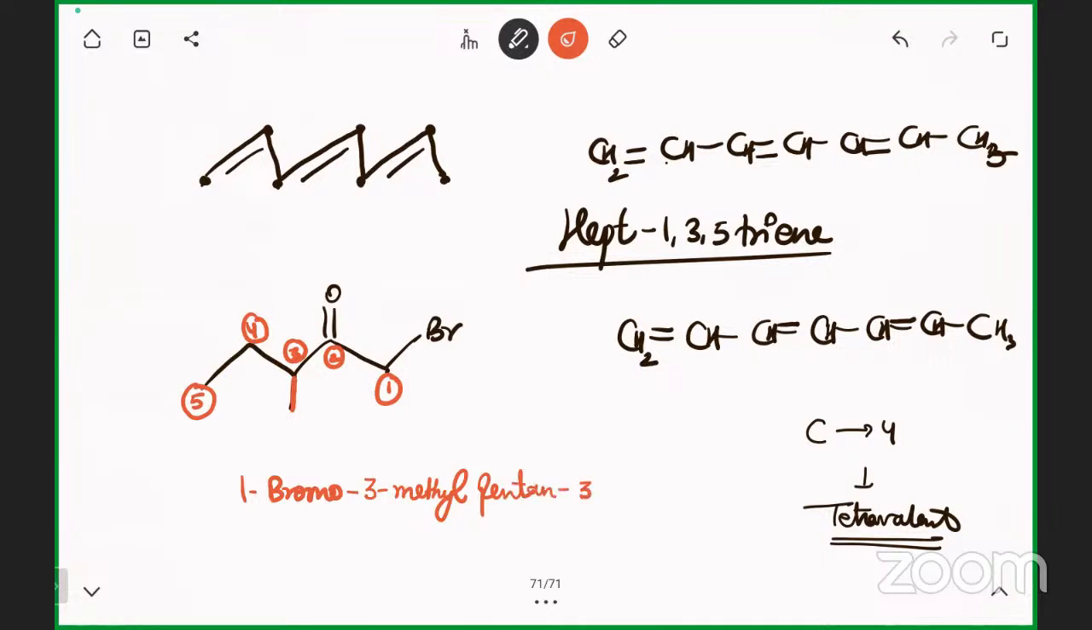On the second position, a ketonic group is present, so it is 2, and for ketone we use "one". So 1-bromo-3-methylpentan-2-one. So the example will be like this, okay? So don't get confused.